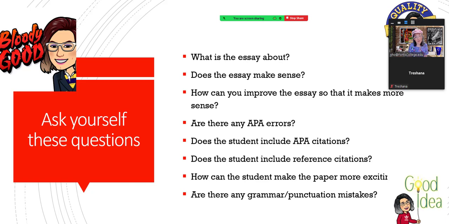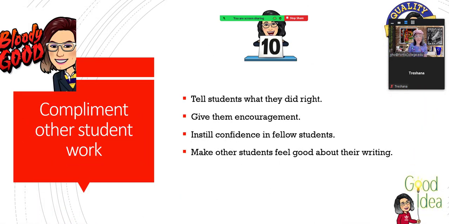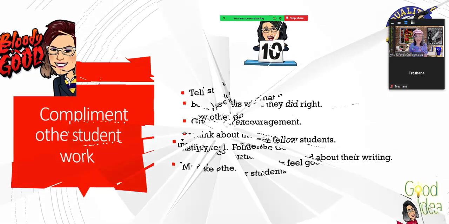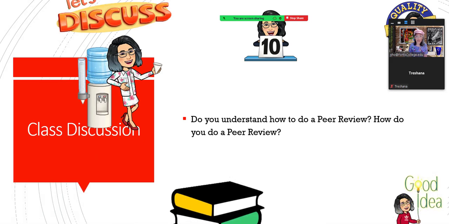Are there any APA errors? And this of course for essay 2 and 3. Does the student include APA citations? Does the student include correct APA citations and correct reference citations? How can the student make the paper more exciting? Are there any grammar or punctuation mistakes? And so tell students, so now I'm getting into the sandwich. In other words, you tell the students what they did right, you give them encouragement, instill confidence, be kind and courteous, okay? And that's it.